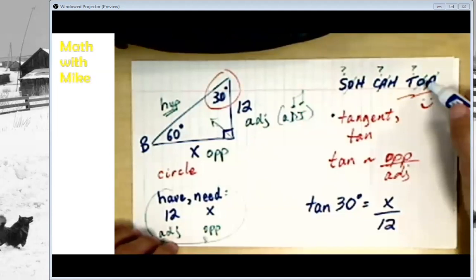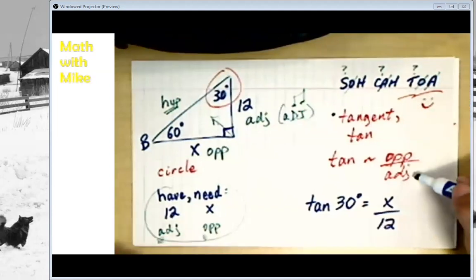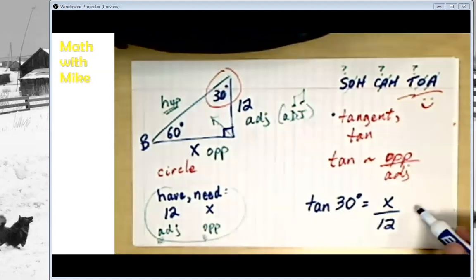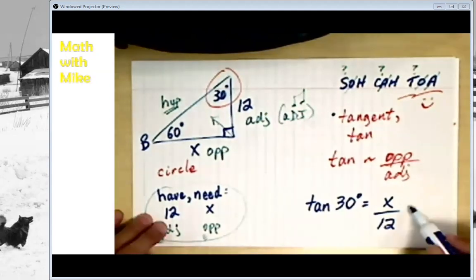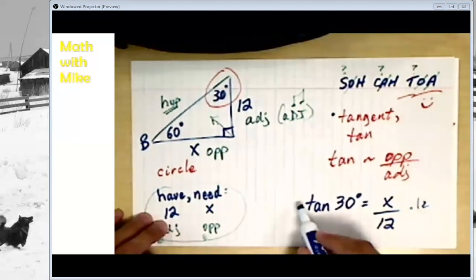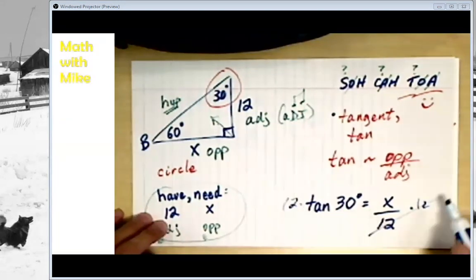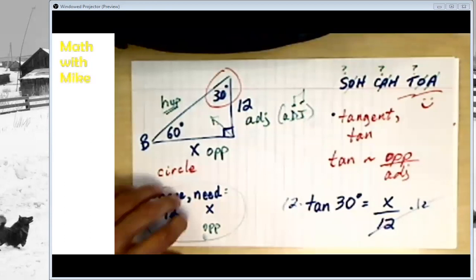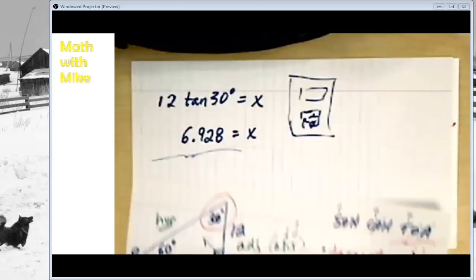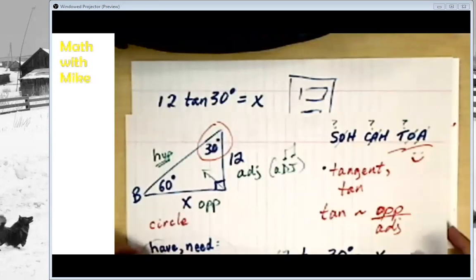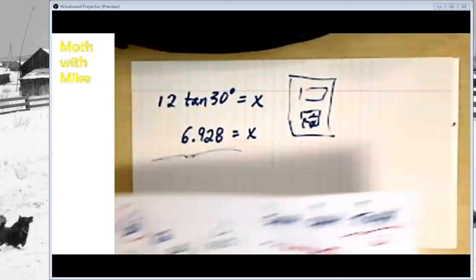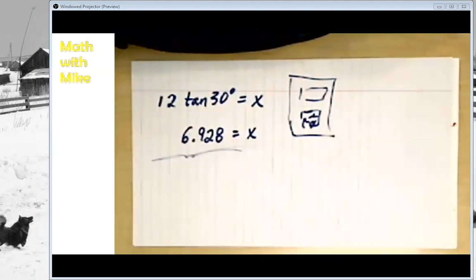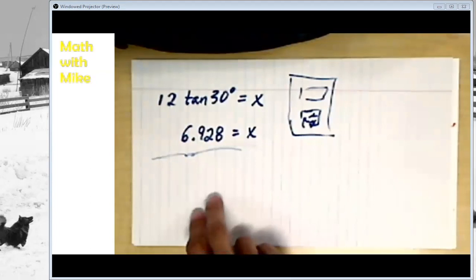First letter on the top, opposite, adjacent on the bottom. And then algebra to the end. Sub in the numbers, multiply both sides by 12. And so that gets us to this last equation there. Calculator gives the rest. Okay, so that was warm up number one, a little bit of trig there.